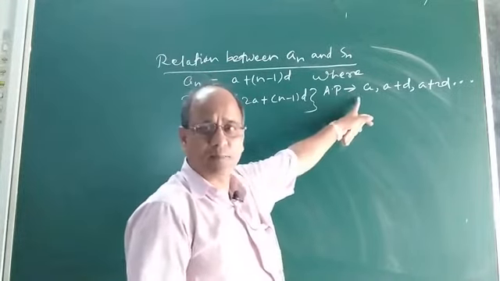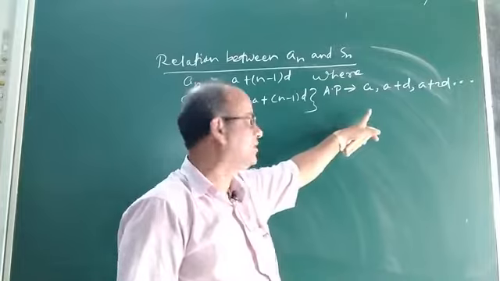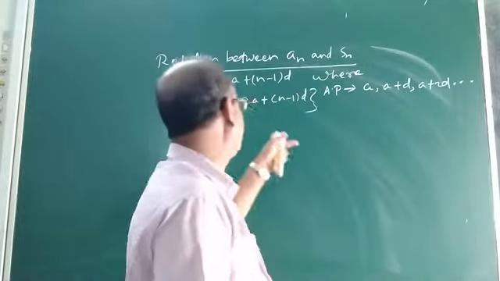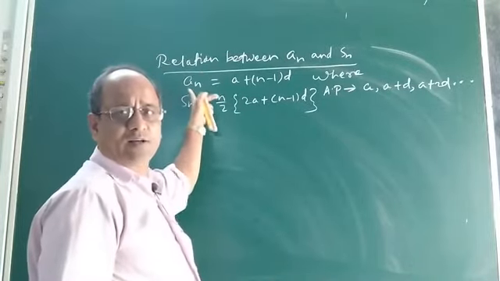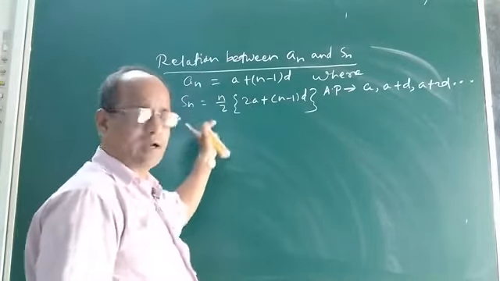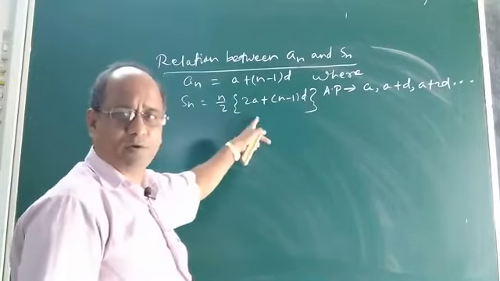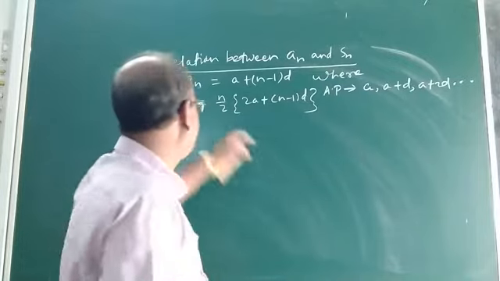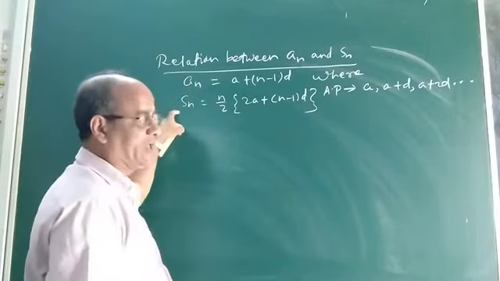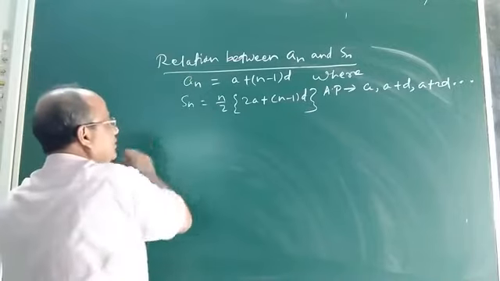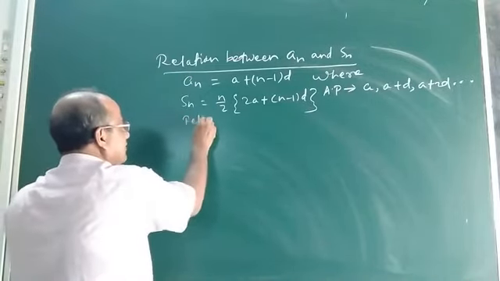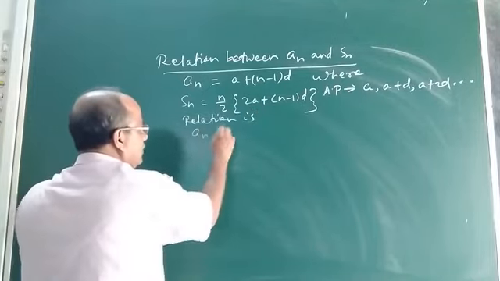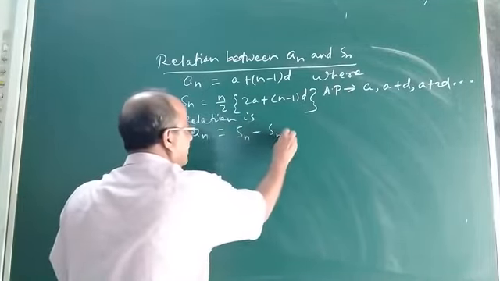If the AP has n number of terms, namely a, a plus d, a plus 2d, up to a plus n minus 1 into d, then the nth term or the general term of the AP will be this, and sum of first n terms of the AP will be given by this expression, that is n by 2 into 2a plus n minus 1 into d. Let us now find the relation between an and Sn. The relation is an equal to Sn minus Sn minus 1.